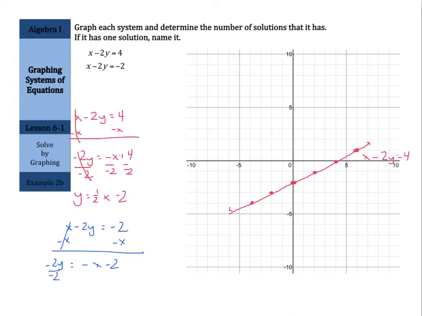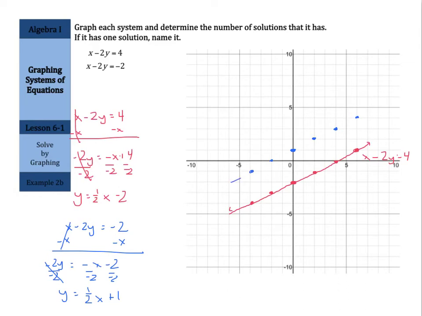Divide by the negative 2. And you're left with y equals negative y by negative is a positive 1/2 x. Negative 2 divided by negative 2 is a positive 1. So when I go to graph this one, my y-intercept is at 1. And my slope is 1/2. So up 1 over 2, up 1 over 2, up 1 over 2. Also down 1, back 2, down 1, back 2.